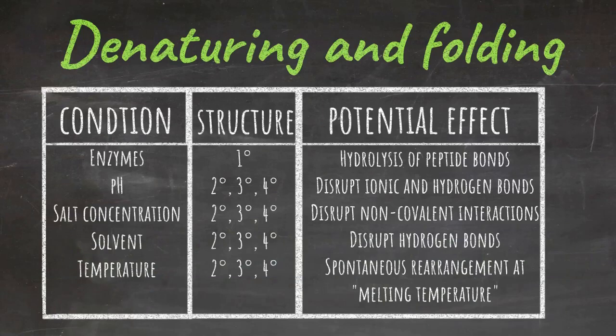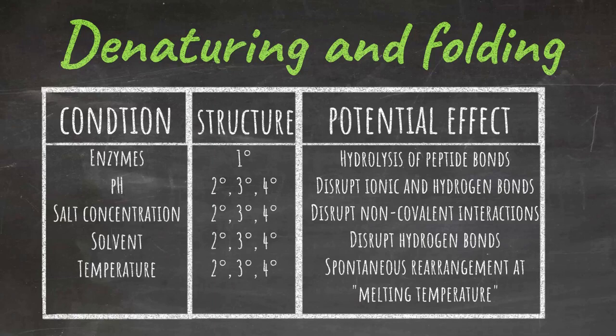So in terms of denaturation, I've just created a quick chart to help you see the different protein structures that are affected with each process. So enzymes are the only way that the primary protein structure can be broken down. This is obviously really important for us to digest foods, and it happens because of the hydrolysis of the peptide bonds.